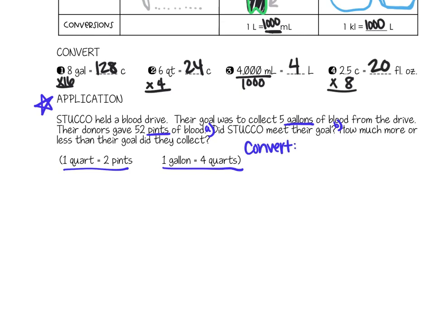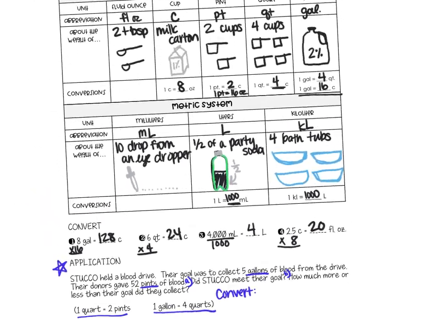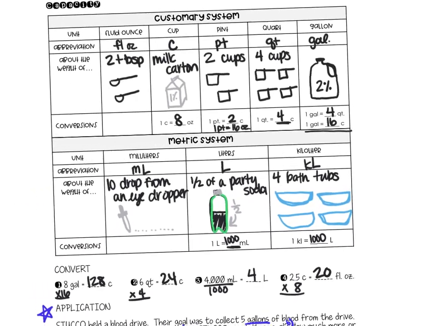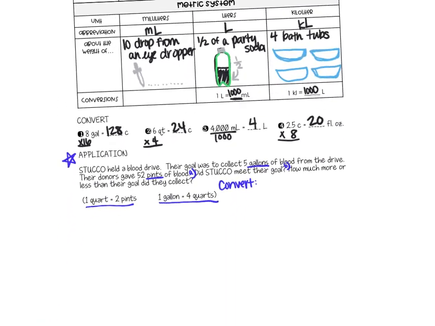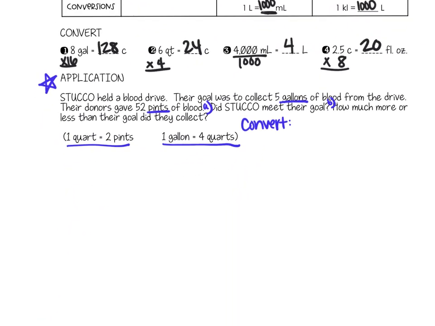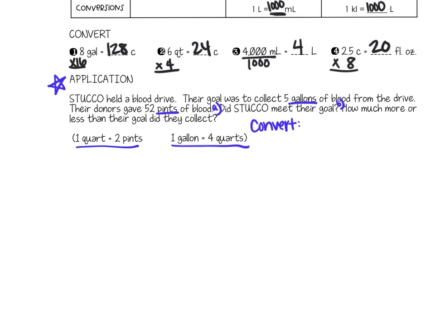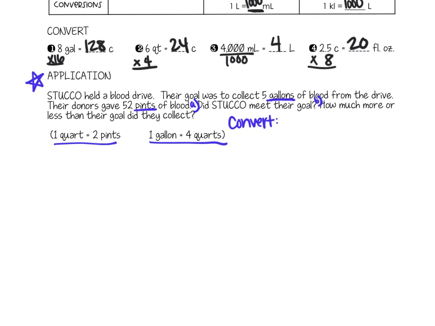So if I have 5 gallons, I want to know how many pints. Well, let's look back up here. Oh, no, sorry, they give it to you. Ignore that. So 1 quart is 2 pints, 1 gallon is 4 quarts. So there's a couple ways you can think of this. I'm going to figure out just how many pints is in a gallon, okay?